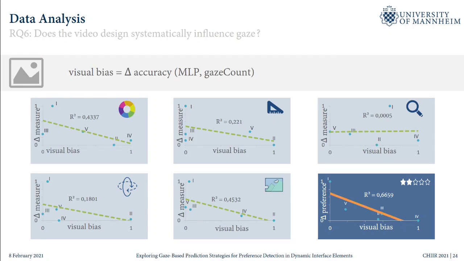We define visual bias as the difference between the accuracy achieved with absolute gaze count and the accuracy with multilayer perceptron. We did not find any trend for the intrinsic properties of the videos, but there were indications that the stronger the viewer's preference for an element, the lower the bias. So there does seem to be a visual bias in the video, which is not captured by the 5 intrinsic measures that we tested, but if preferences are strong, the salient factors do not significantly impact gaze allocation.